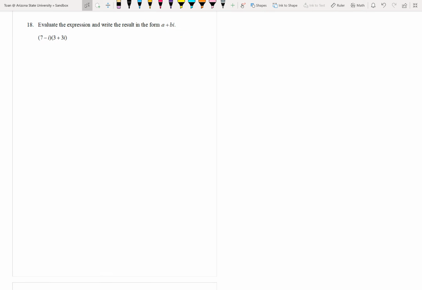Number 18, it's just multiplying complex numbers. The idea is you just multiply the same way you do with polynomials. So see how it's telling you to multiply those guys? So just do regular repeated distribution, or FOIL as some of you guys like to call it.